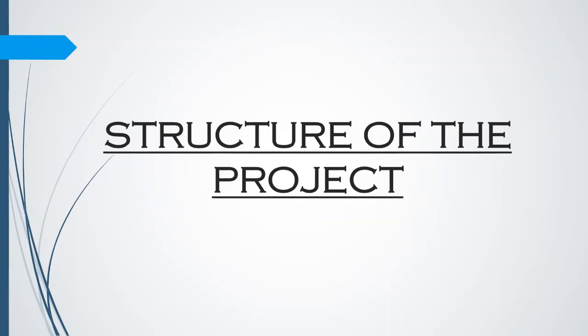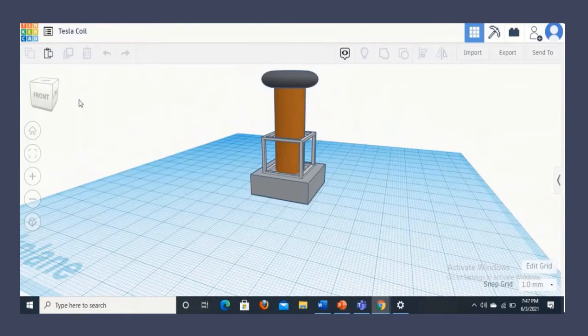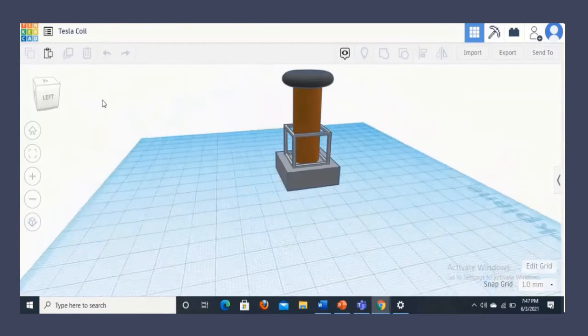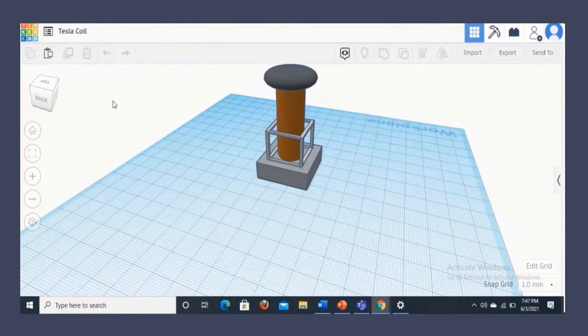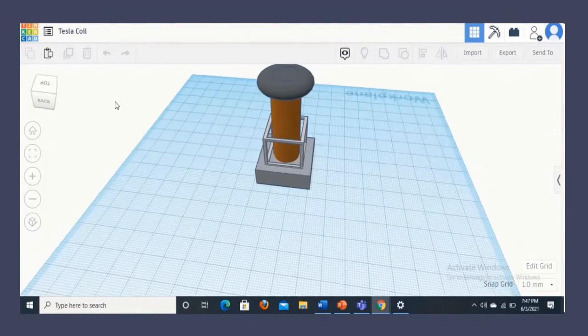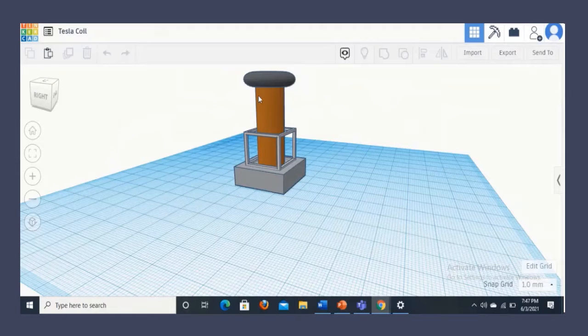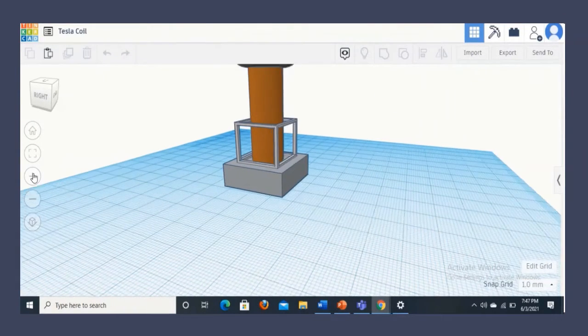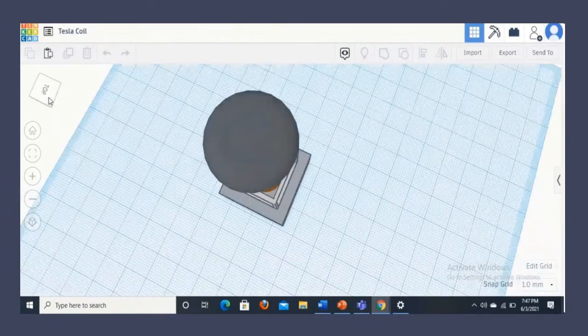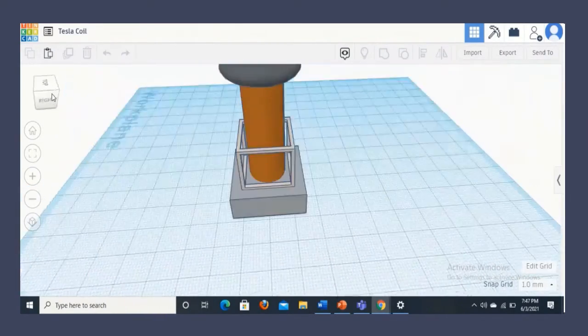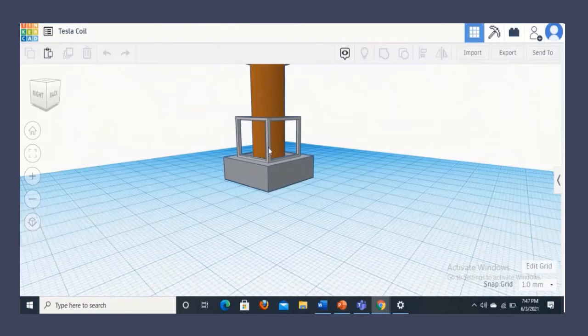The working and making of this project is very easy. First, I will explain the structure in short. Now, let me quickly explain the structure using the 3D design of my project that I made on Tinkercad. The Tesla coil is divided into three parts, mainly the upper, middle and lower parts. The upper and middle parts are the main parts of this project because without them it will not work, and the lower part is a supporting part. If you are making this at home, you can take any box or cardboard for support of the Tesla coil.